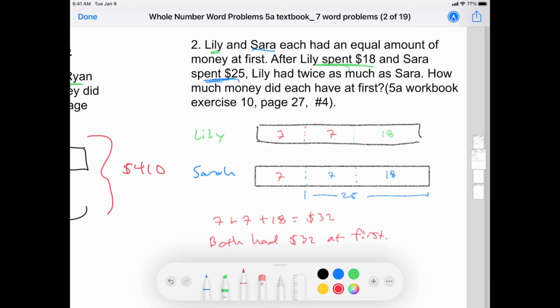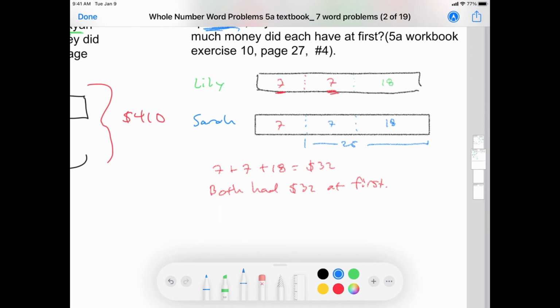Right, so if you had 32 minus 18, you're going to get 14. Lily has 14, which is represented by the 7 and the 7. If Sarah had $32 in the beginning and then subtract 25, she would have 7. That means Lily has twice as much as Sarah.